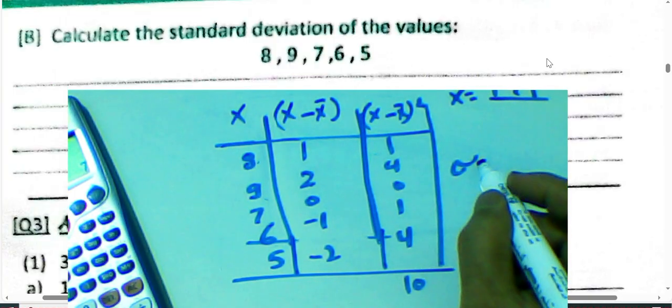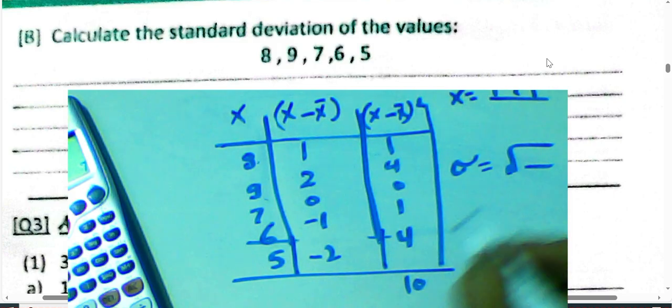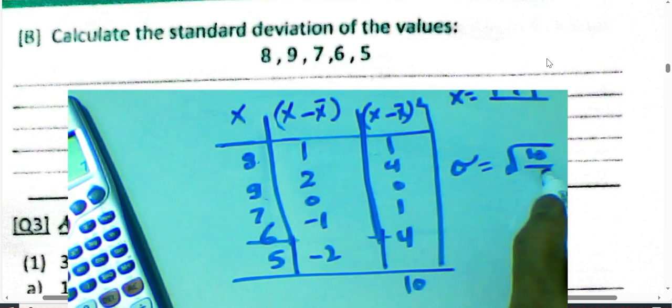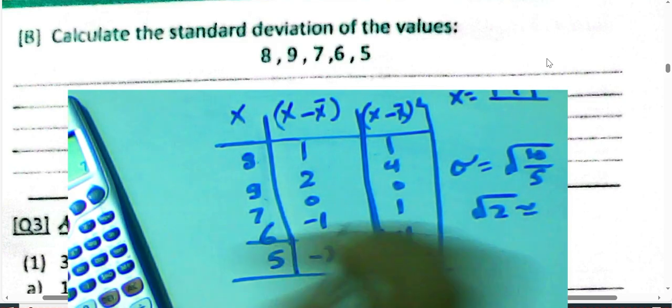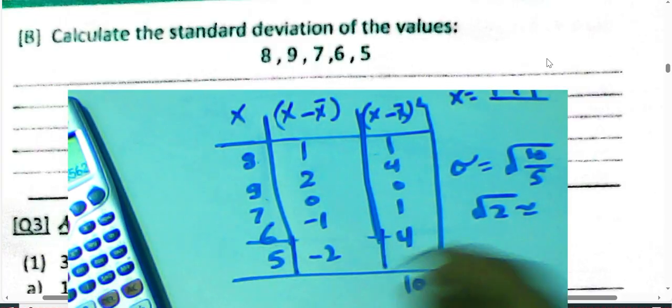Then standard deviation. Here, we can write square root of the number 10 divided by the number of elements 5. The result will be square root of 2, approximated to 1.4.